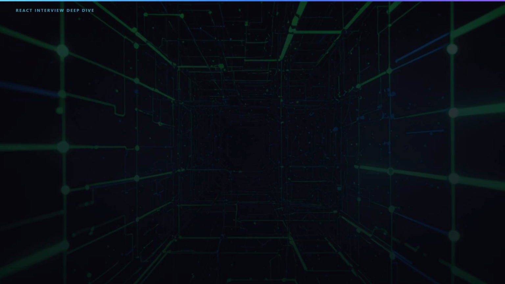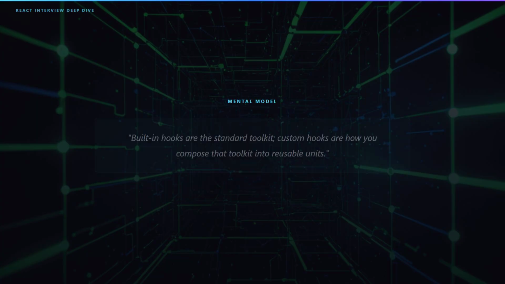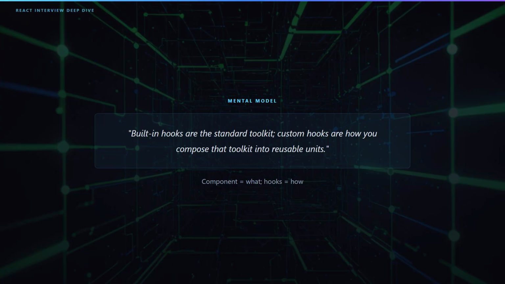Interview framing: the component answers what to render, hooks answer how it behaves. Pick primitives by job: state, sync, context, refs, optimization, layout timing, concurrency, identity, stores, not by buzzword. Mental model: the built-in hooks are the standard toolkit, everything else is composition on top.